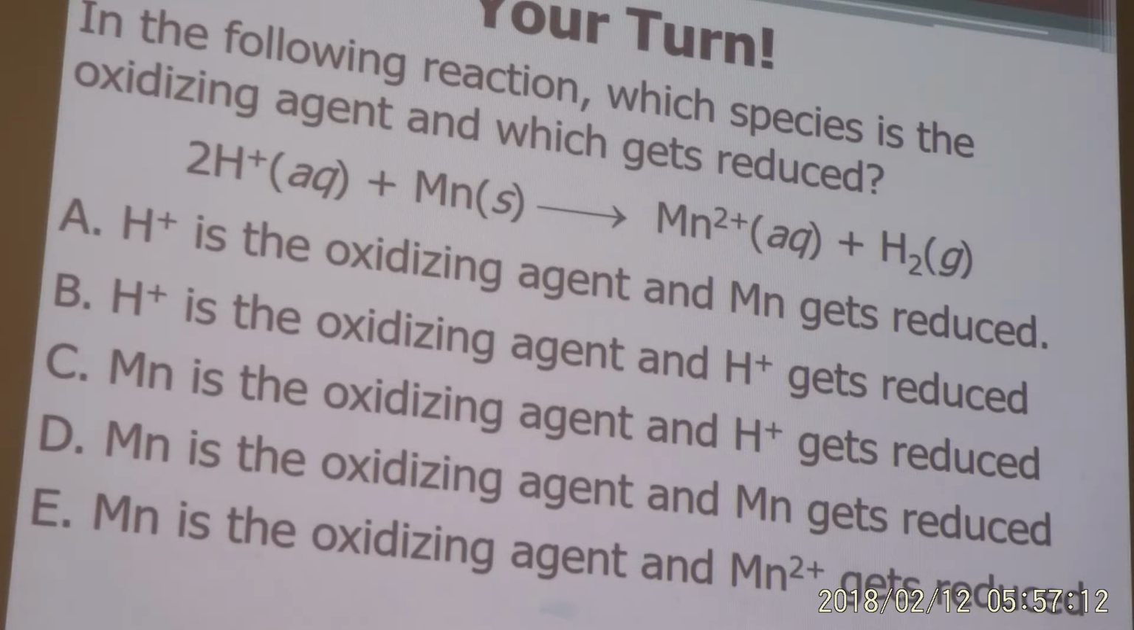Any luck? It's A? Is that a proud laughter or a nervous laughter? Explain to me how you know that. Because A is gaining electrons here, and Mn is reduced.